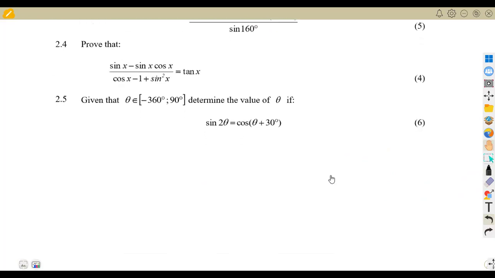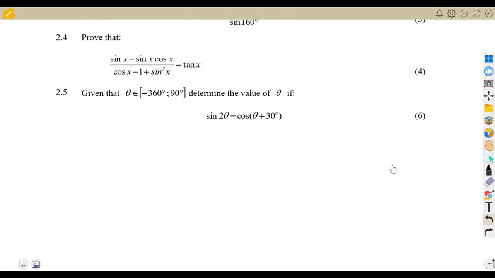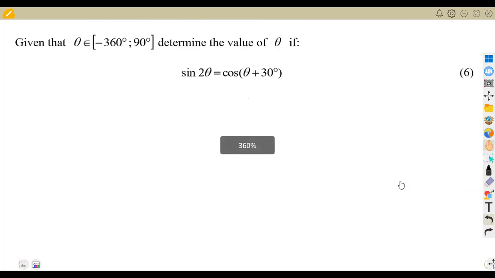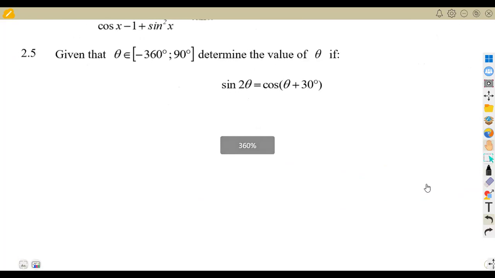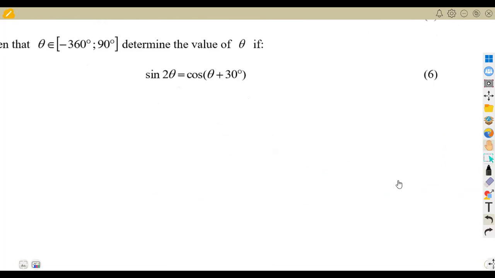Okay, am I missing something here? All right, 2.4 is the one that we worked out, but this is 4 marks, or this is 6 marks. Now I'm checking the number of marks, what is happening there. Okay, so 2.5, which is 6 marks, is the one that we are now on.